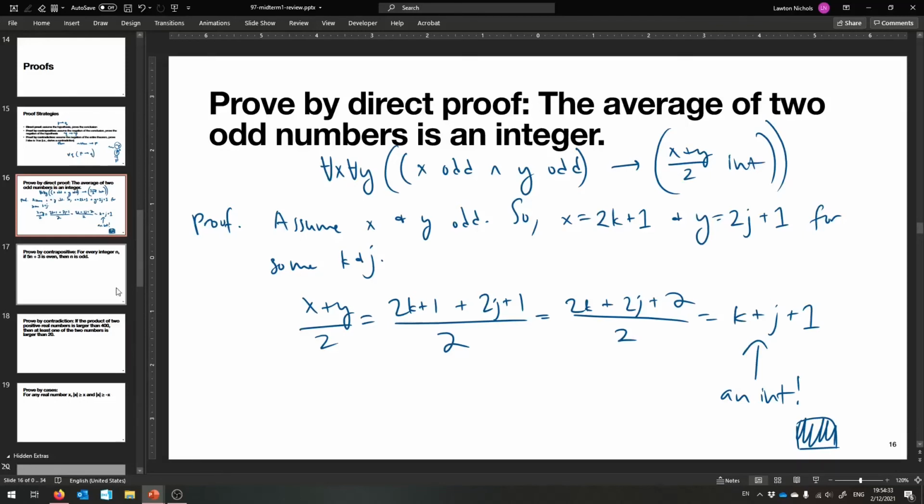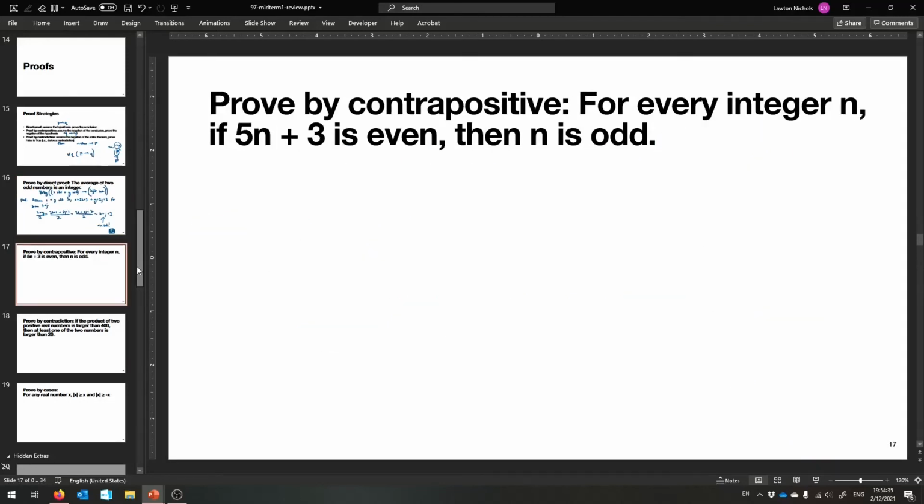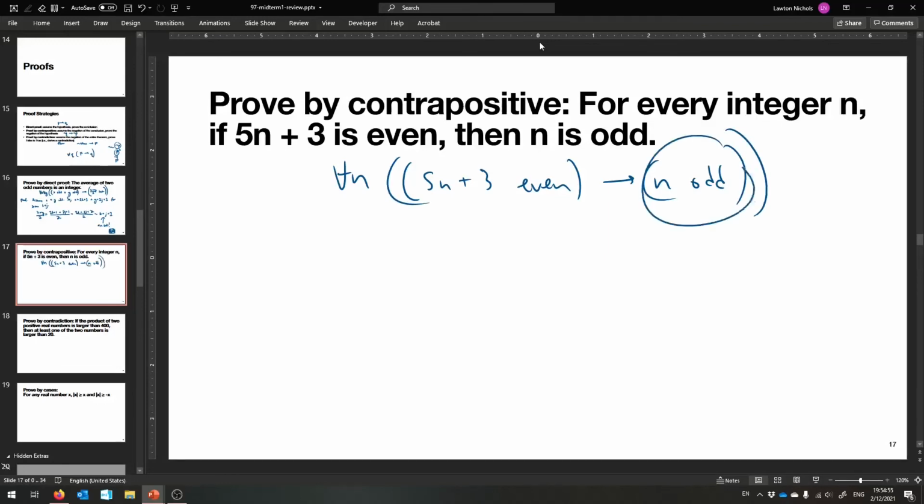So again, I hope you're trying this yourself. That's how you remember things. So let's prove the next thing by contrapositive. For every integer n, if 5n plus 3 is even, then n is odd. So for every n, if 5n plus 3 is even, that implies that n is odd. We're going to prove this by contrapositive, so we're going to assume the negation of this and prove the negation of this.